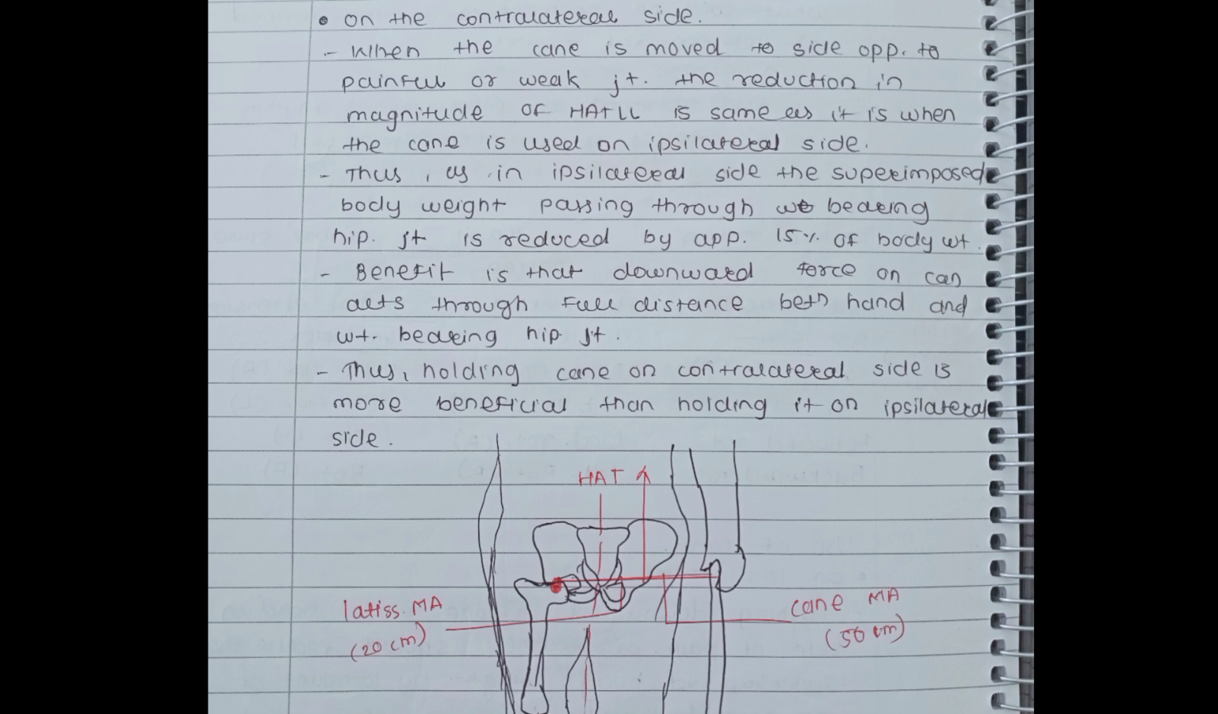The benefit is that the downward force can act through the full distance between the hand and the weight bearing hip joint. Thus, holding the cane on the contralateral side is more beneficial than holding it on the ipsilateral side. In this video, we have covered hip joint biomechanics, which is a most important question. So, if you understand it, please write it down and draw the diagrams.